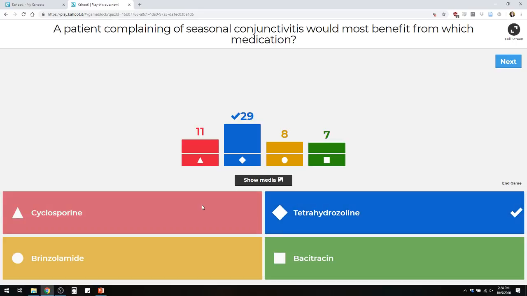Anyway, cyclosporin is used for what? Yeah, for really chronic dry eye, especially autoimmune conditions causing that. Brinzolamide is what? That's the carbonic anhydrase inhibitor we use for glaucoma. Bacitracin obviously is for bacterial conjunctivitis.